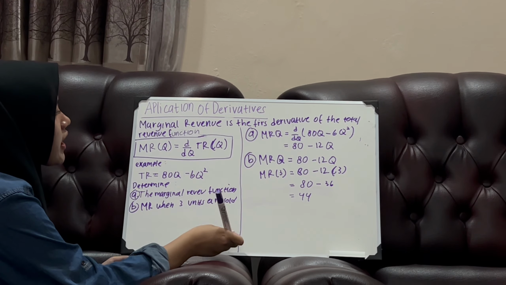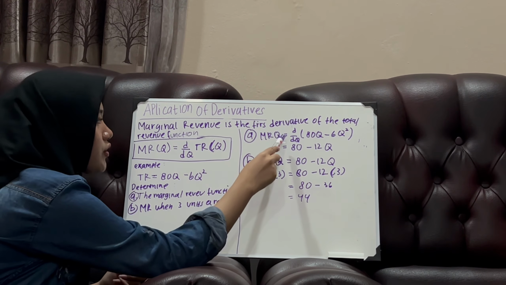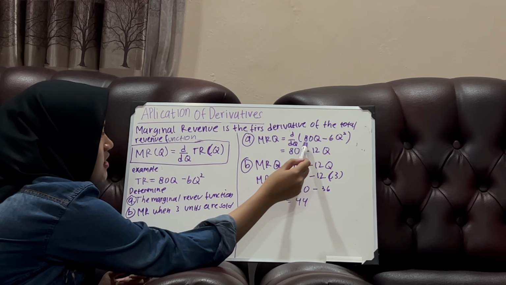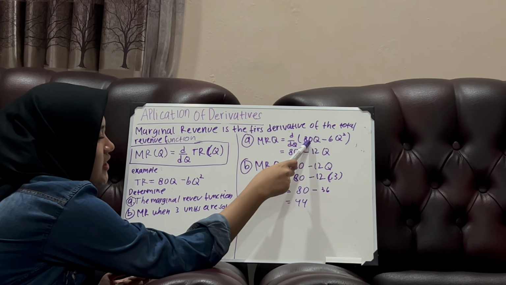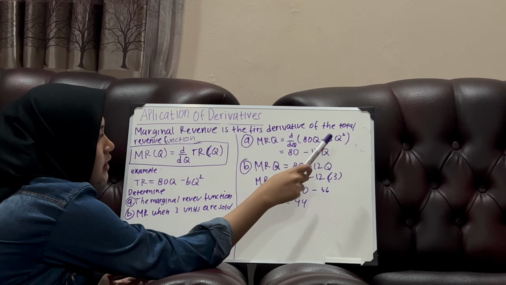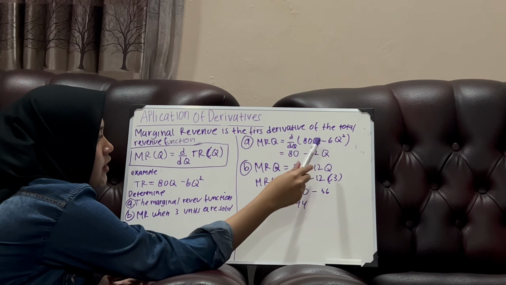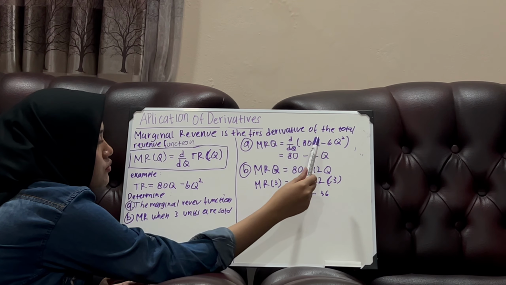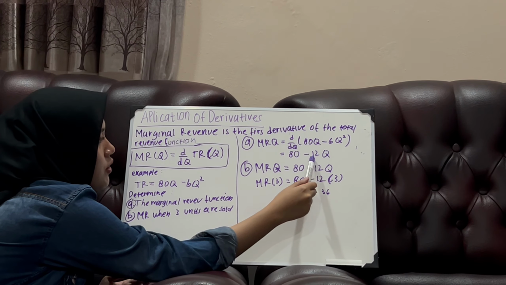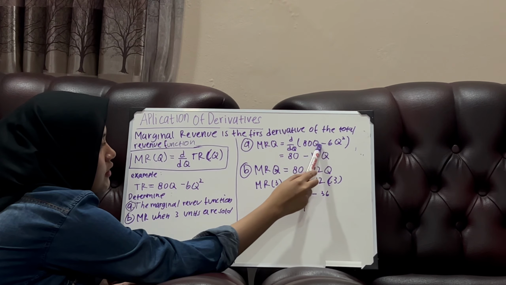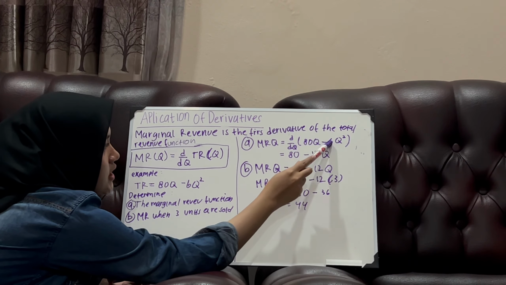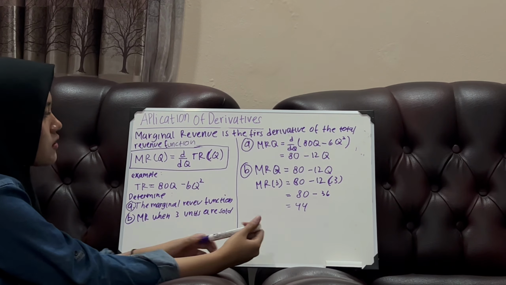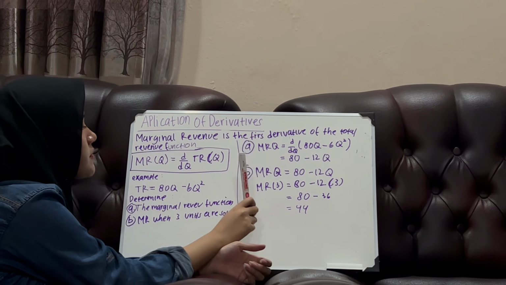The answer to A: MR(Q) equals d per dQ of TR, which is 80Q minus 6Q squared. And the result is 80 minus 12Q. Why is this 12? Because 6 times 2. So the last one is B.